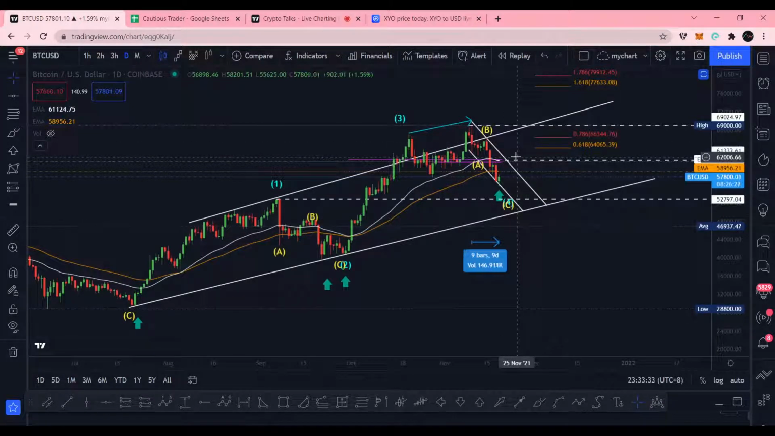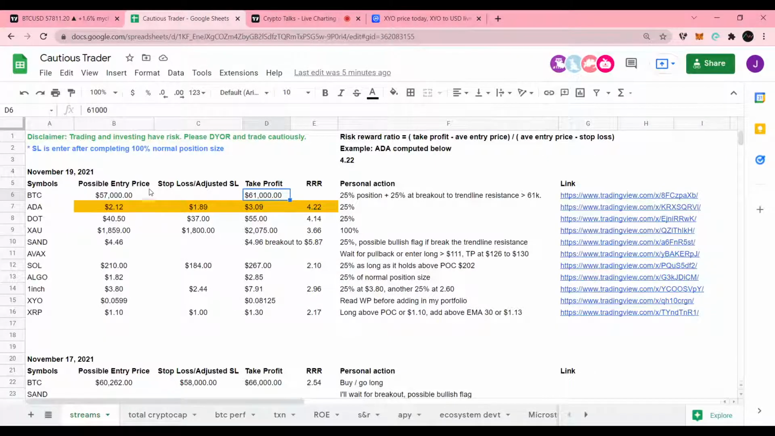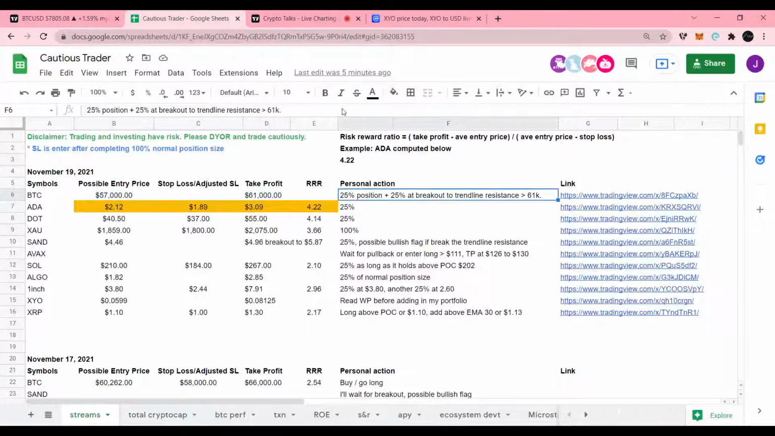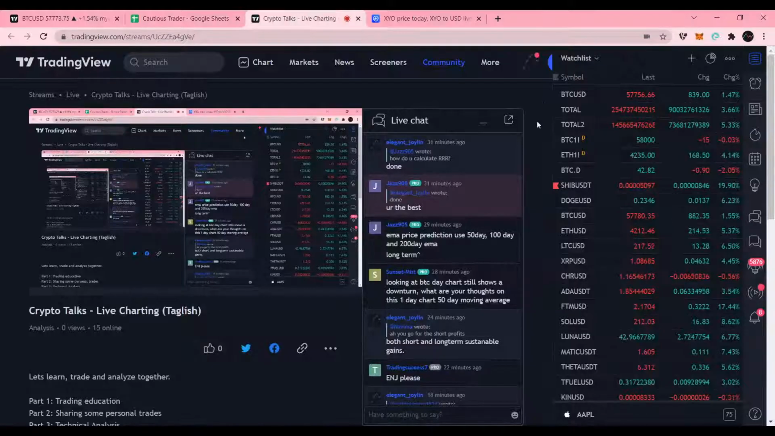I mean, re-long above 61,000. So this is just a very short one, if ever. Though I don't have any. I mean, I do have, but I don't plan to add more in BTC.